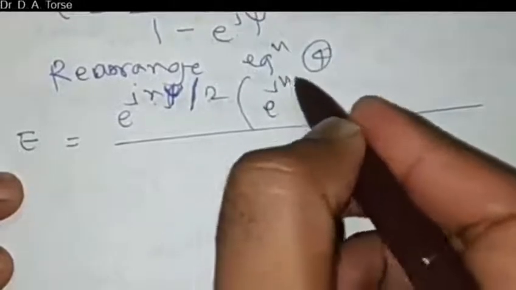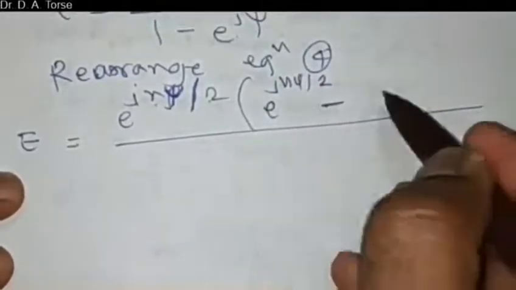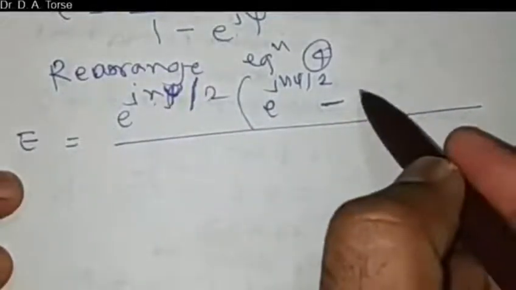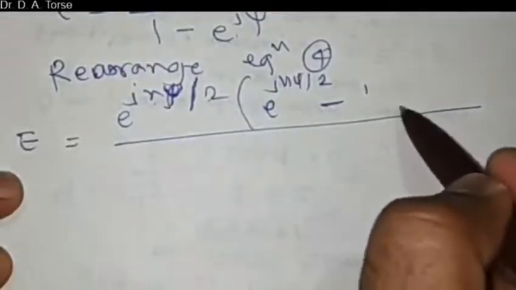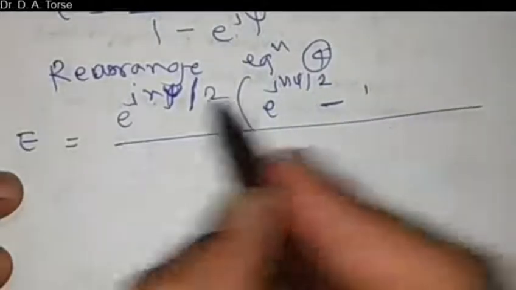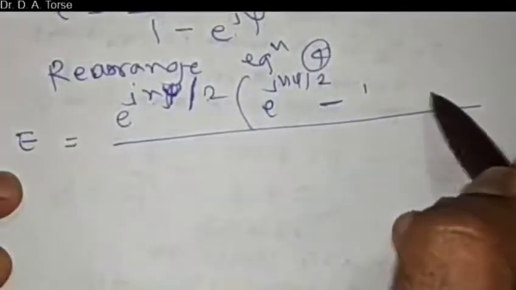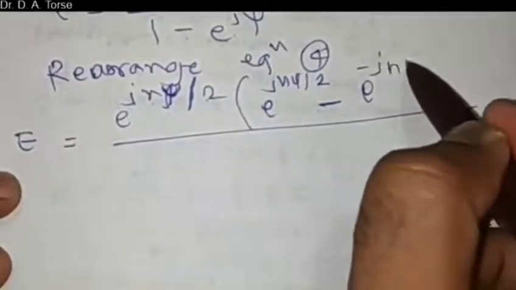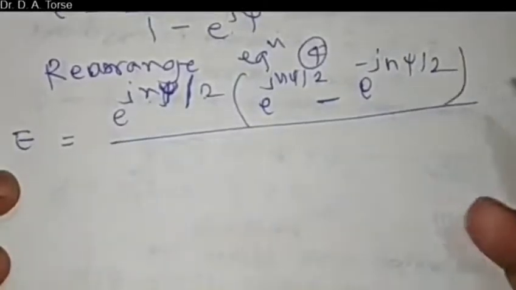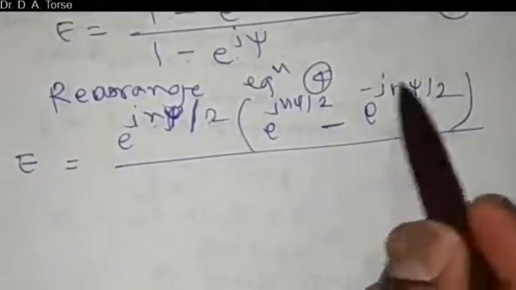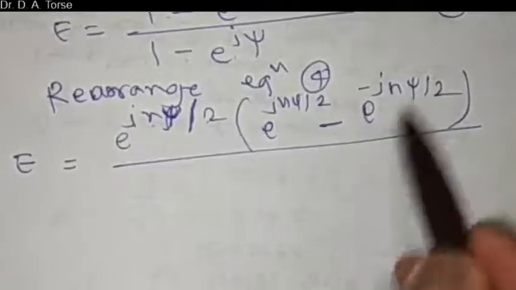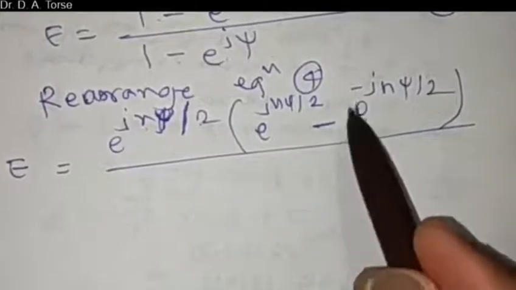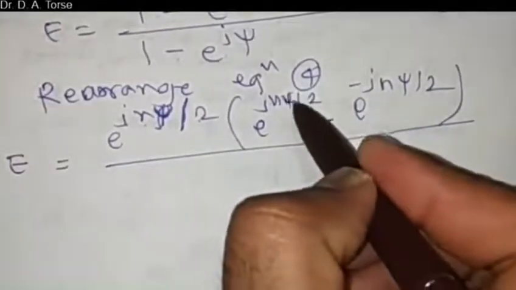E to the power j n psi by 2 minus one term is here, and from 1 we have taken e to the power j n psi by 2. So obviously it will be 1 divided by e to the power j n psi by 2, and in the numerator it will become e to the power minus j n psi by 2. It's a simple adjustment done in order to get this equation in the form of a trigonometric relation. I hope this will not be very difficult. You will understand it easily if you practice it once on a piece of paper.